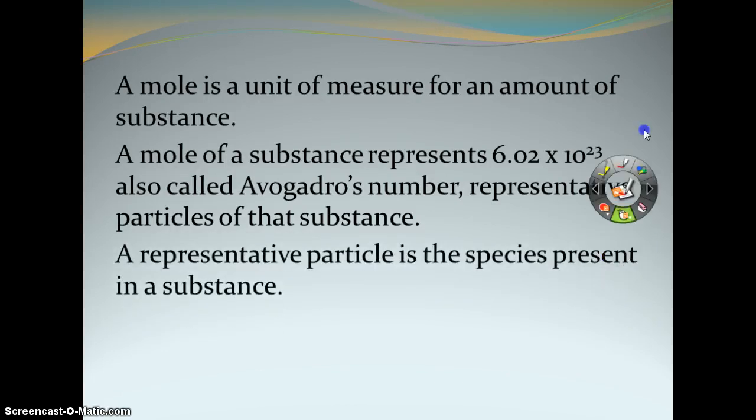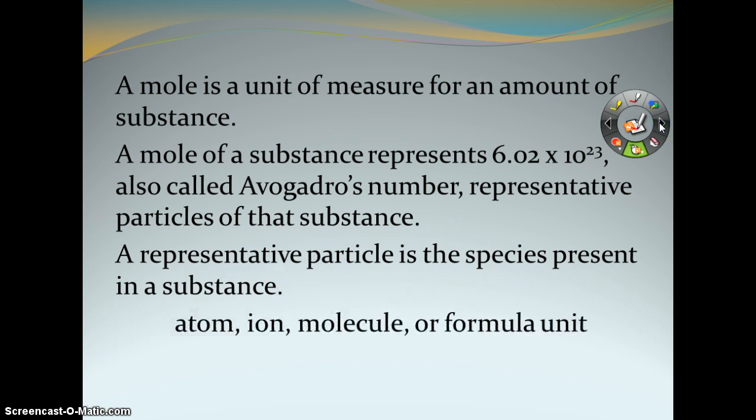So a representative particle is going to be the species that is present in a substance. So this is going to vary. It can be an atom, an ion, a molecule for our covalent compounds, or a formula unit for our ionic compounds.